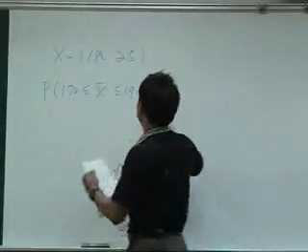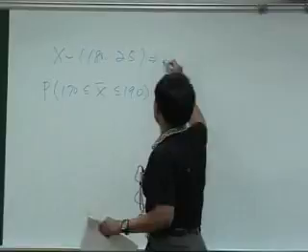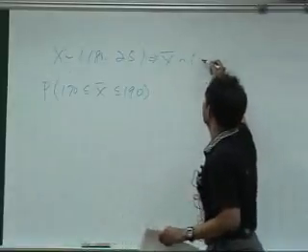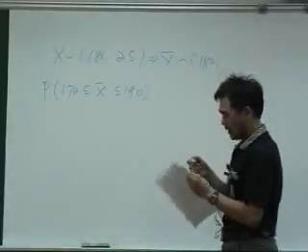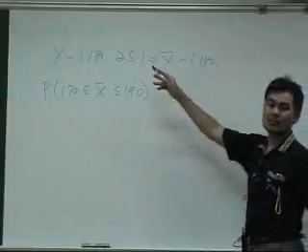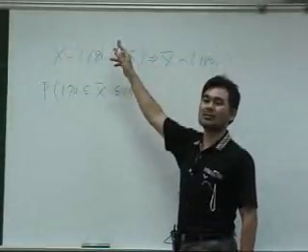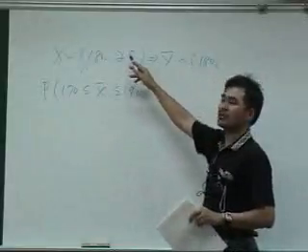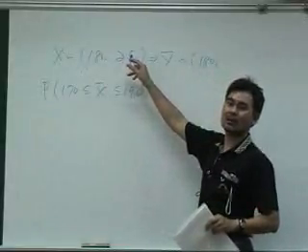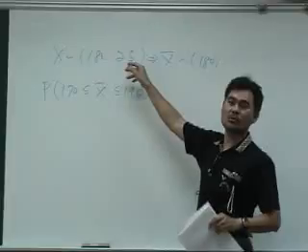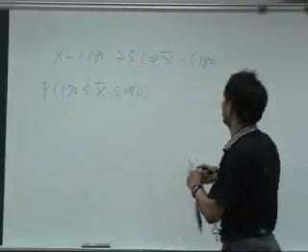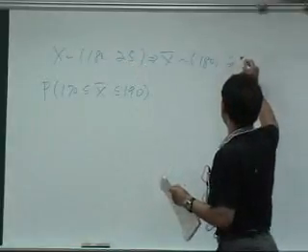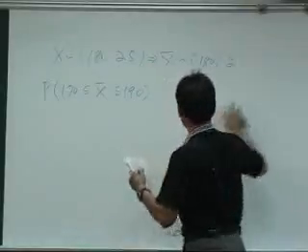So if this is the case, then we know x bar has a mean of 180. And what about the variance? The variance is sigma x squared divided by n. Sigma x squared is equal to 25, divided by n, and n is also equal to 25. So that is 1.